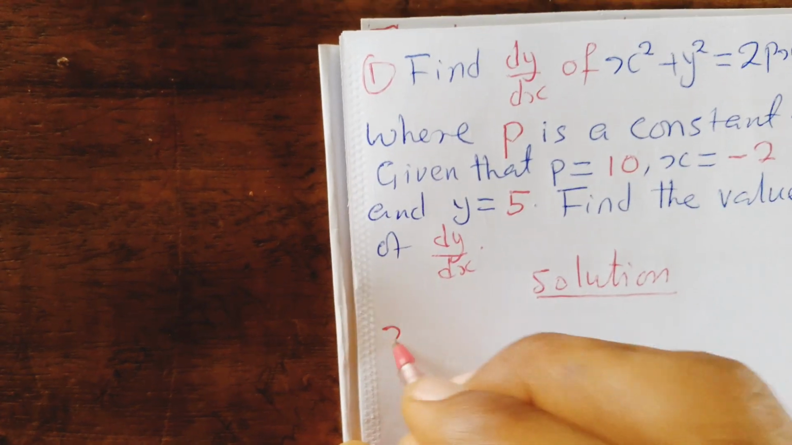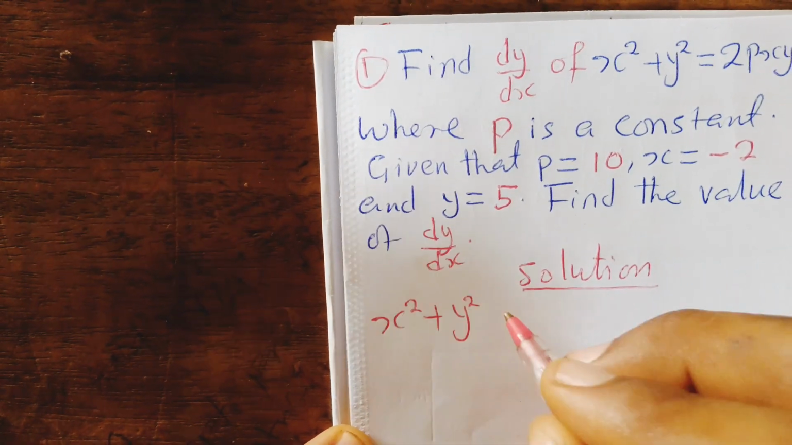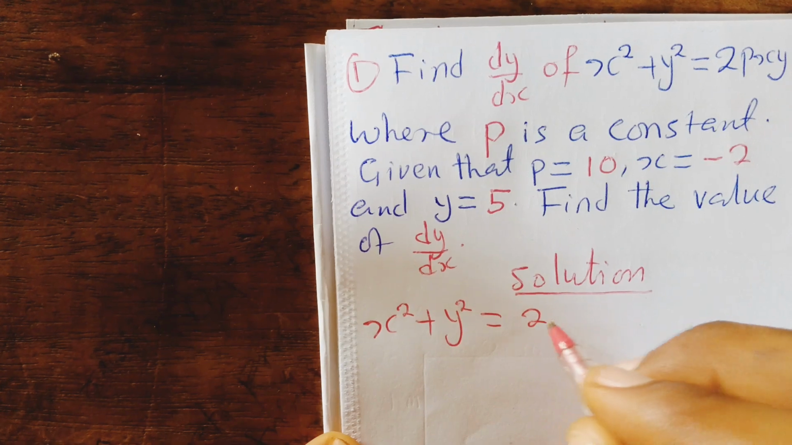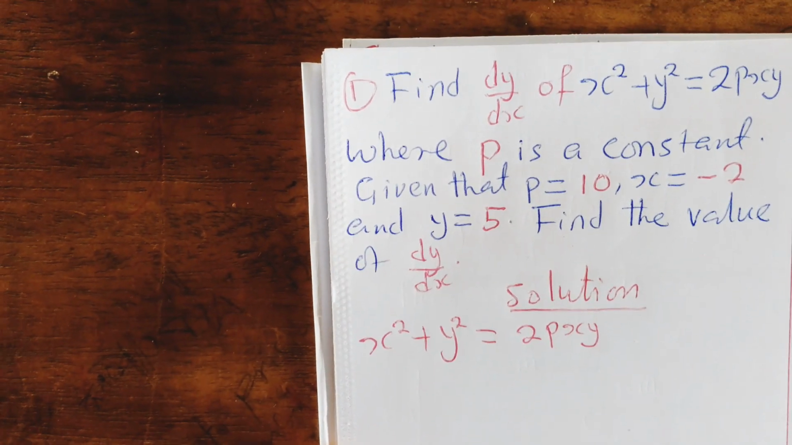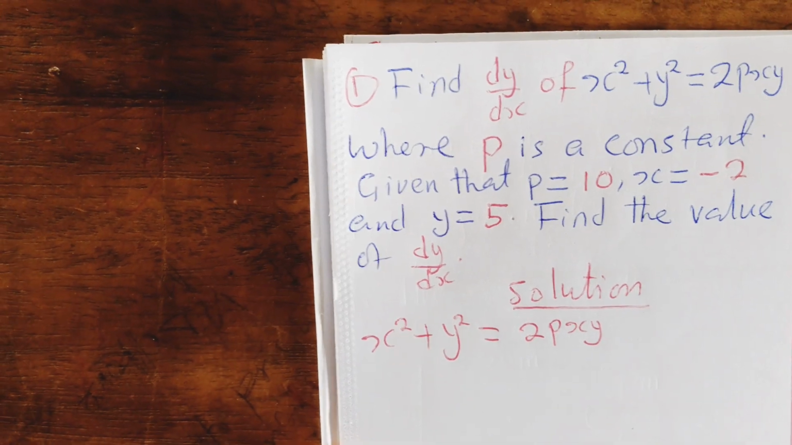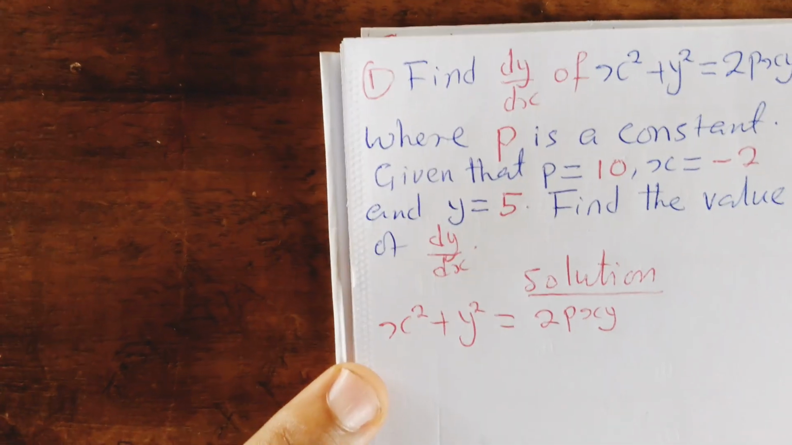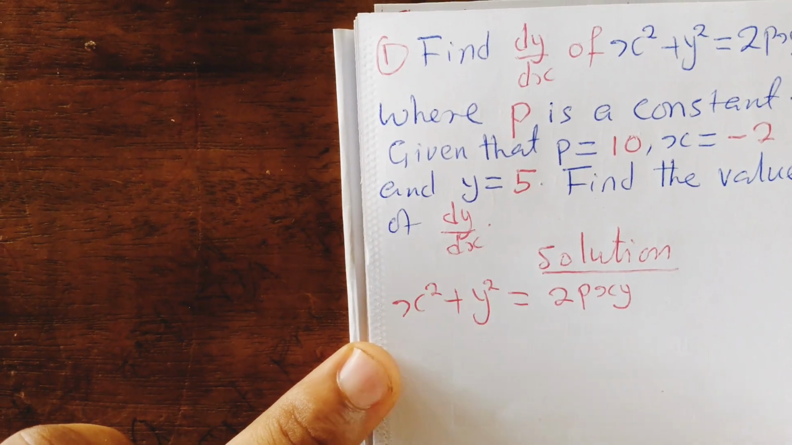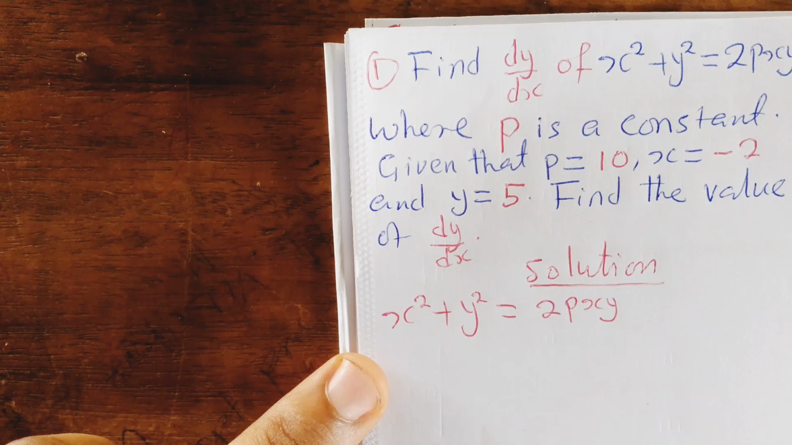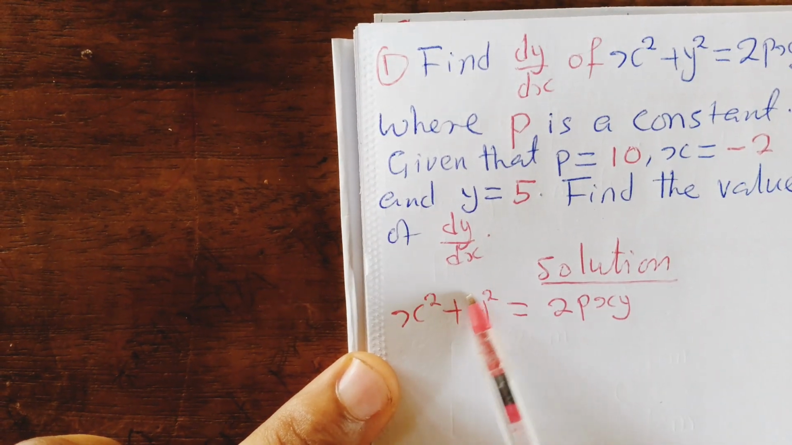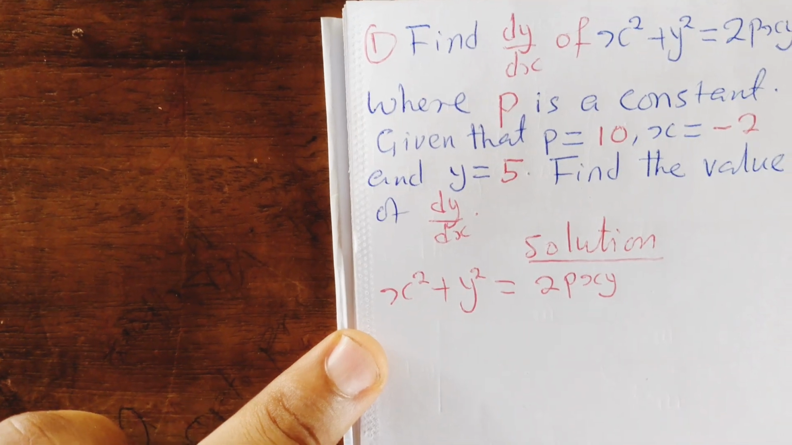We say x squared plus y squared is equal to 2pxy. Now we have to differentiate x and y together. So as I said yesterday in the earlier video, this is what we call implicit differentiation. So anytime you differentiate y, you add dy over dx.